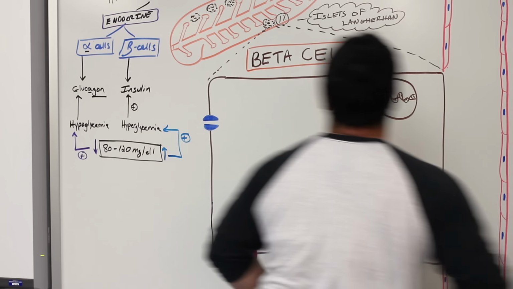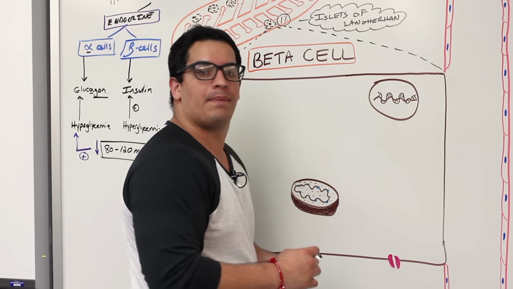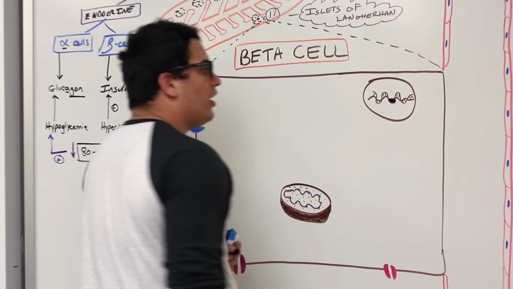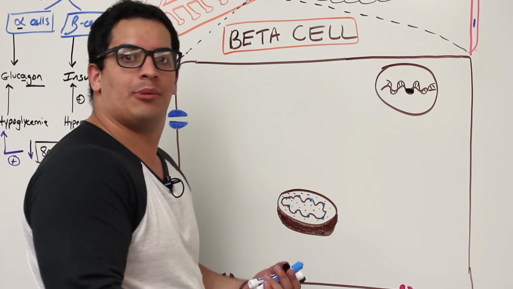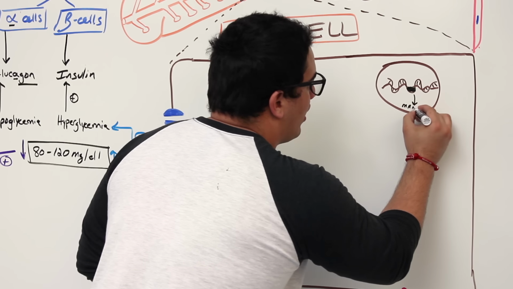Now, the beta cells are actually going to use their DNA. Inside of the DNA, there's a specific gene. Let's say here's the gene right here. You know genes, they actually undergo transcription. And when they undergo transcription, they get converted into mRNA.